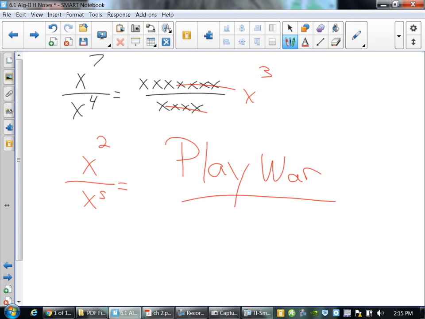Play War. You ever play the card game War? You know what I'm talking about? Yeah. High card wins. Which one's bigger, a 5 or a 2? 5. Where do the X's stay then? On the bottom. Oh, that's what Mr. Lucas said. What do you put in the numerator then? 1. That's what you're going to forget. You guys are going to forget to put the 1 back in the numerator.